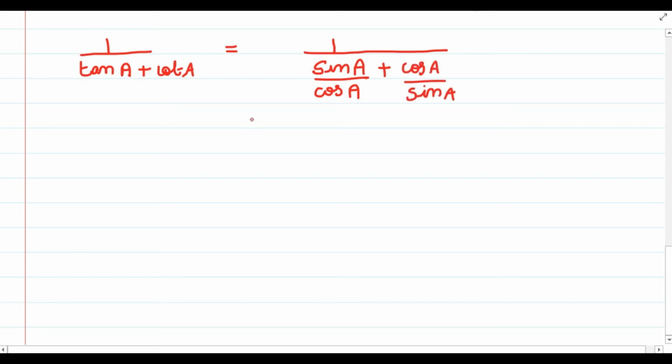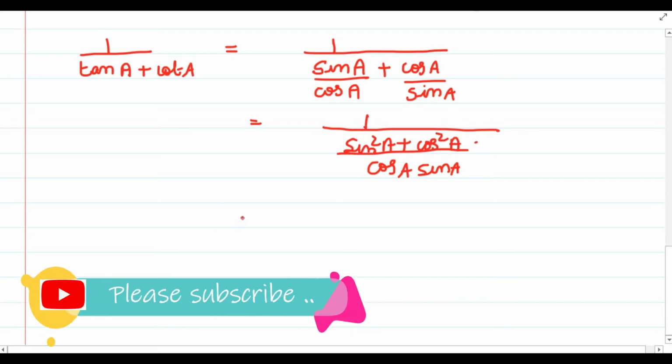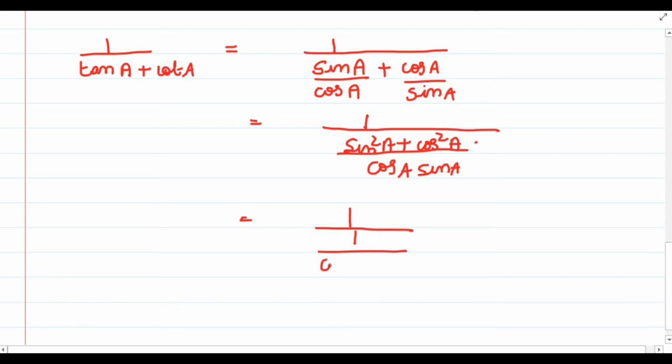So which is equal to 1 divided by, LCM is cos A sine A, and sine square A plus cos square A when you take the LCM. And we know that sine square A plus cos square A is 1, which is equal to 1 by cos A sine A. So 1 divided by 1 by cos A sine A is nothing but cos A sine A. Give this equation number 2.